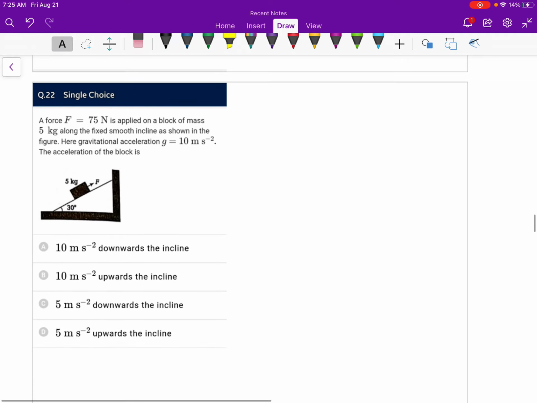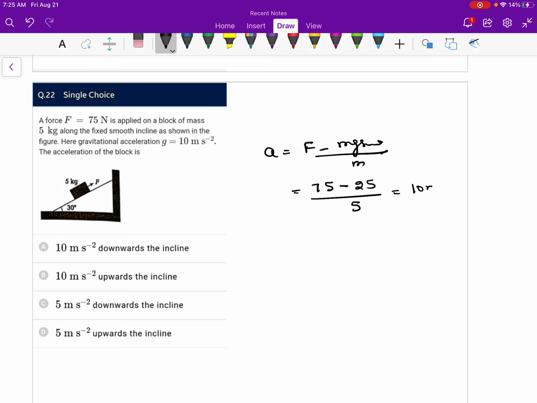Force is this, then the acceleration of block is f minus mg sine theta upon m, which is 75 minus 25 upon 5, so that is 10 meter per second square up the incline.